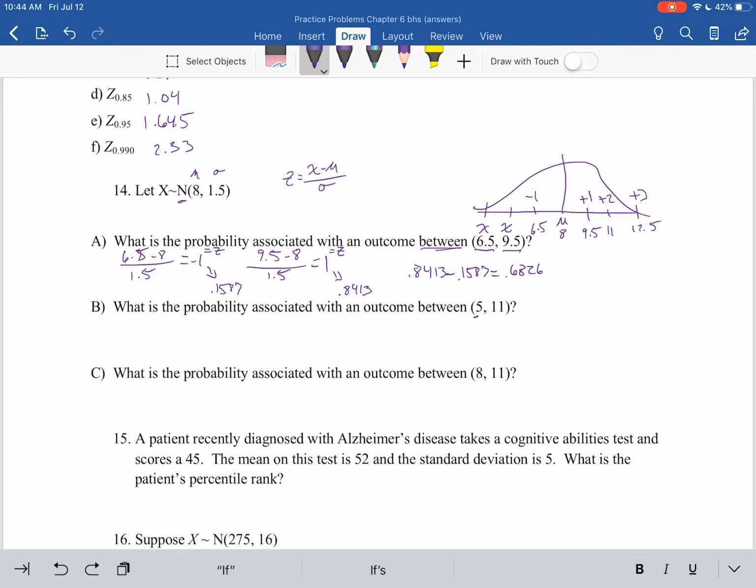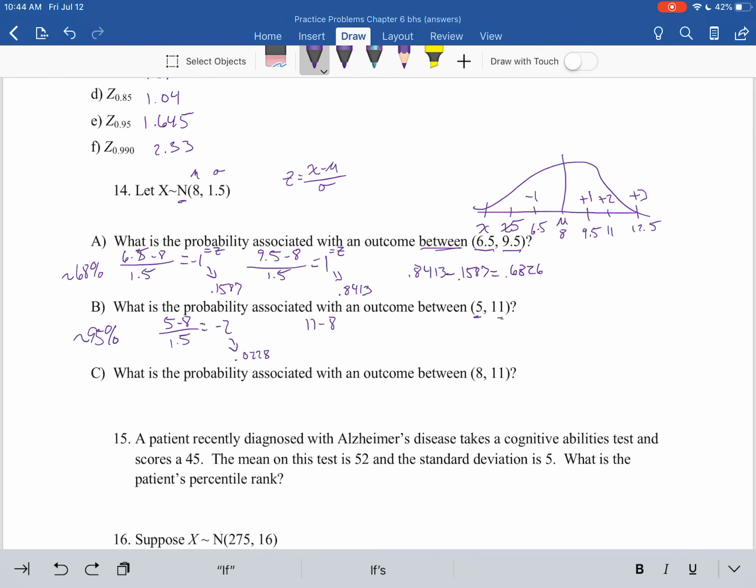Moving along, between 5 and 11, if we were to keep writing this out, that'd be value 5. So we know we're going plus or minus 2 standard deviations. We know it should be approximately 95%. When we do it out, 5 minus 8 over 1.5 equals -2. When we go to our table in the back, that's going to be 0.0228.